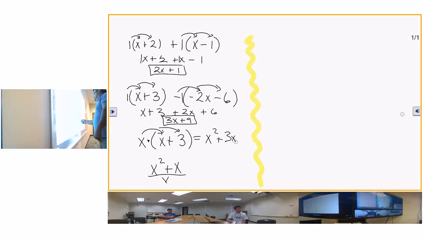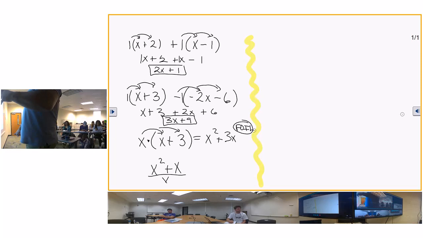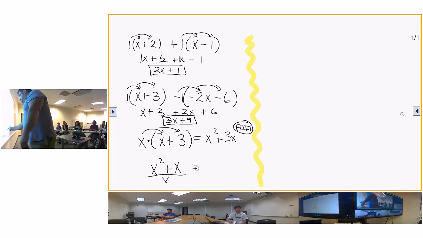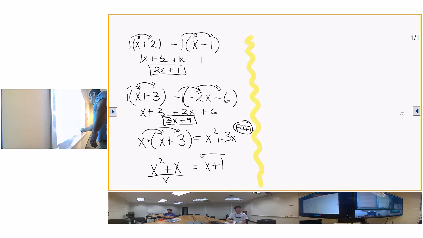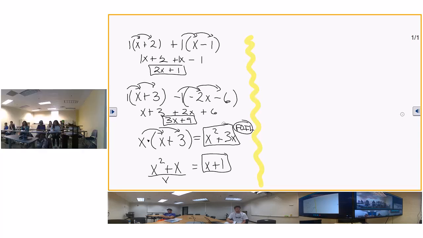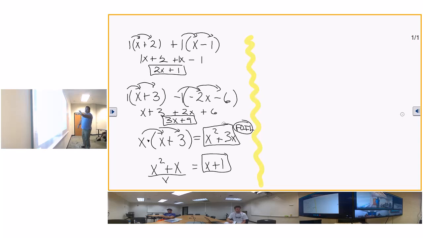You also were introduced to the FOIL here. You know, FOIL: first, outer, inner, last. First, outside, inside, last. And here, you were told to divide, and you went, okay, that's x plus 1. Okay? So, all of these things you were taught in pre-algebra. Everybody remember this? Yes.